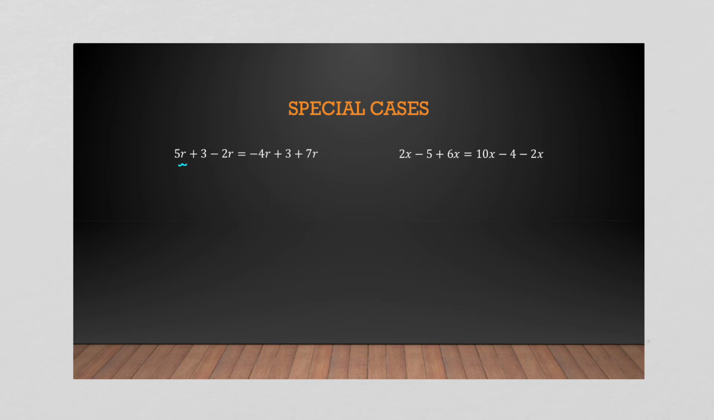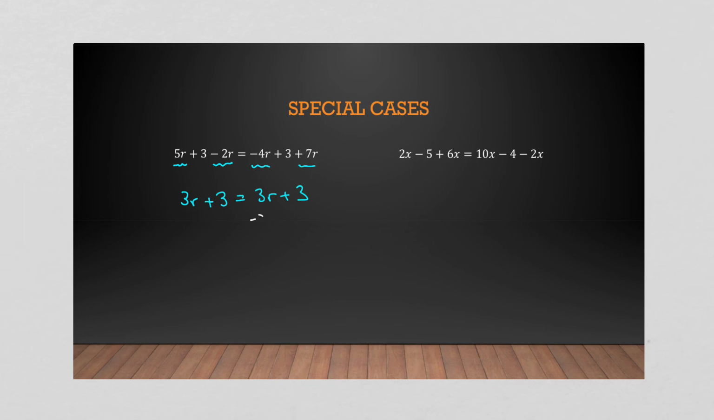So first, I'm going to group this together. 5r minus 2r, well, that's 3r, and then plus 3. And then here, negative 4r plus 7 is also 3r plus 3. Now, you could pause here and be like, okay, those are exactly the same. And yes, what does that mean?